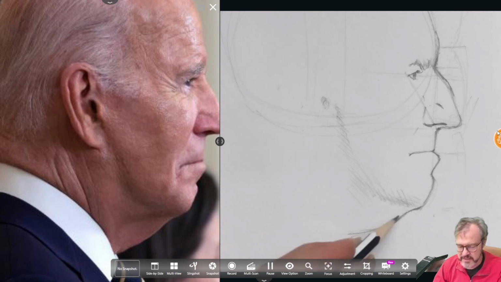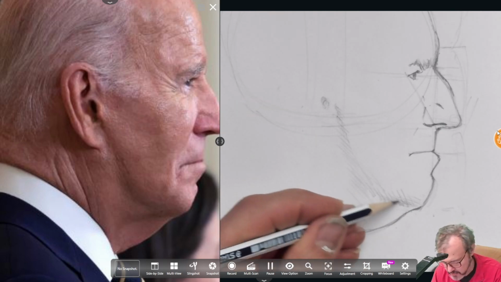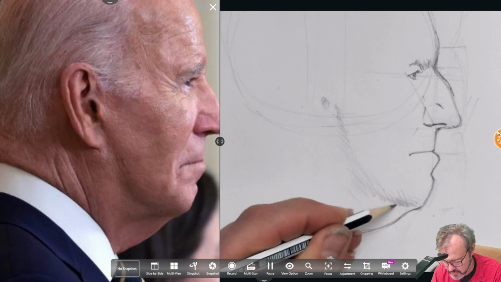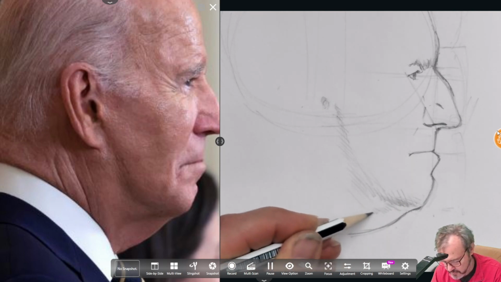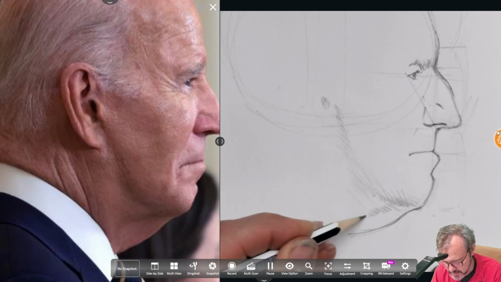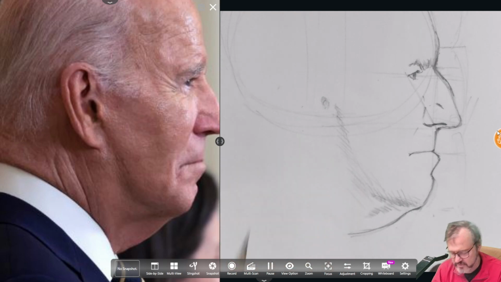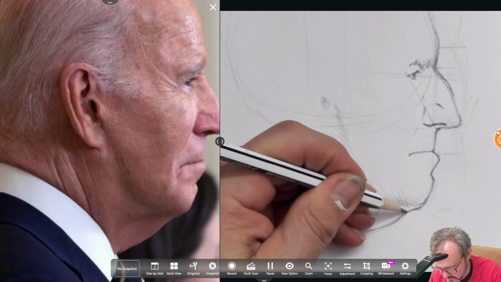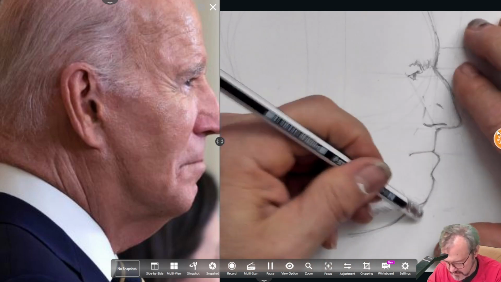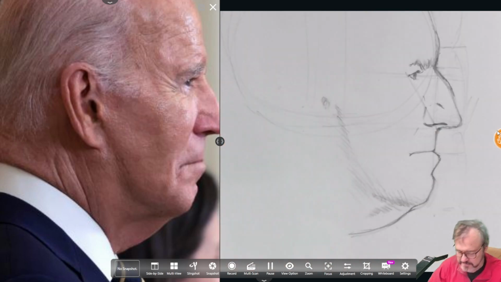The reason that we can do that without making him look like he's extremely overweight is that we're going to shade this little crease in here, which is going to make it clear that it's just kind of saggy skin and not filled with fat. It's like a deflated balloon.